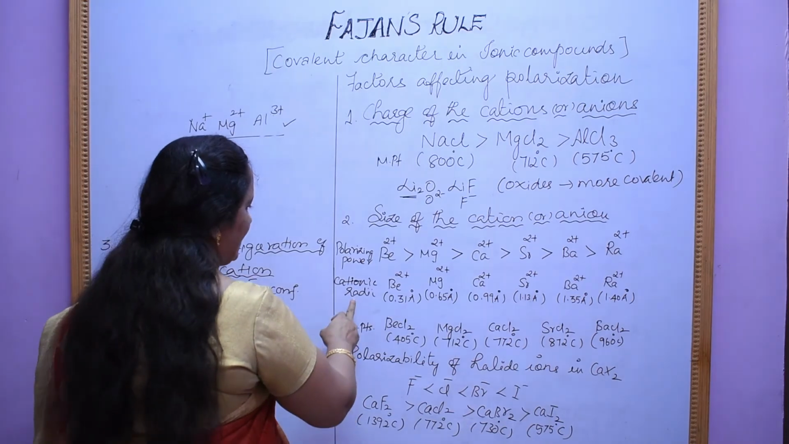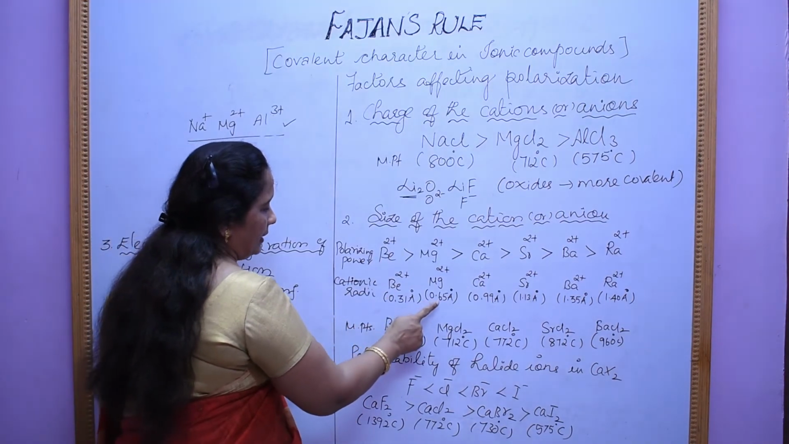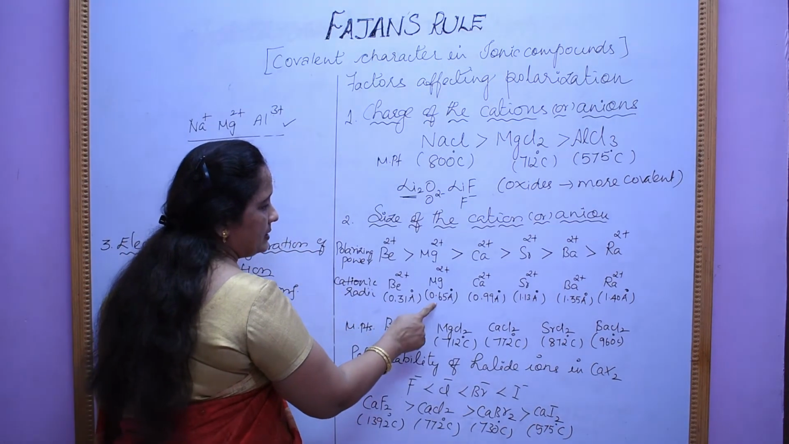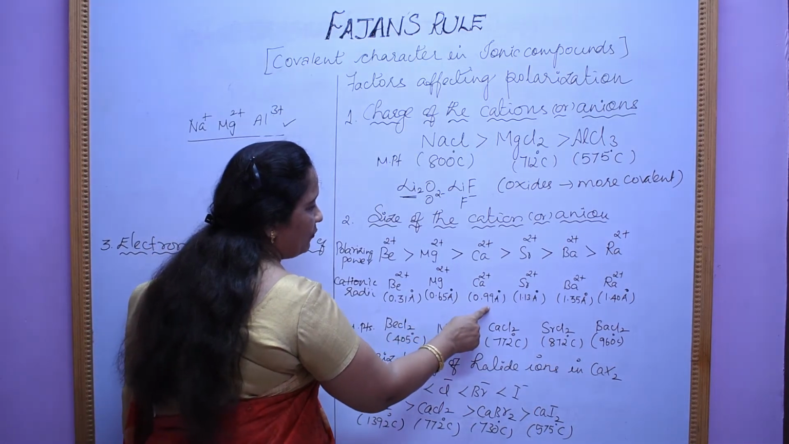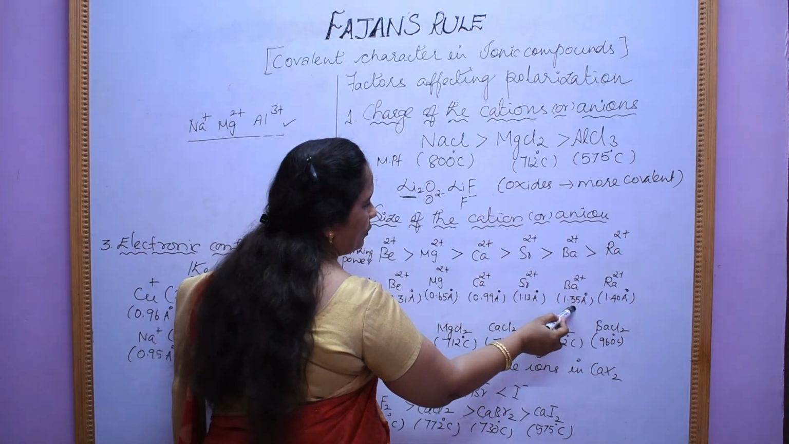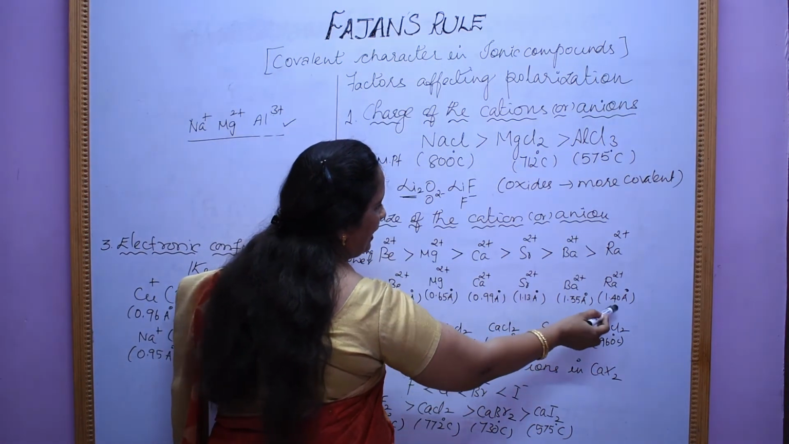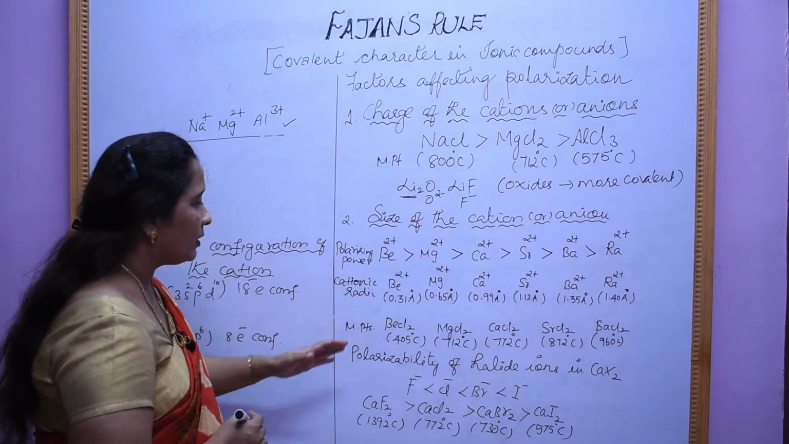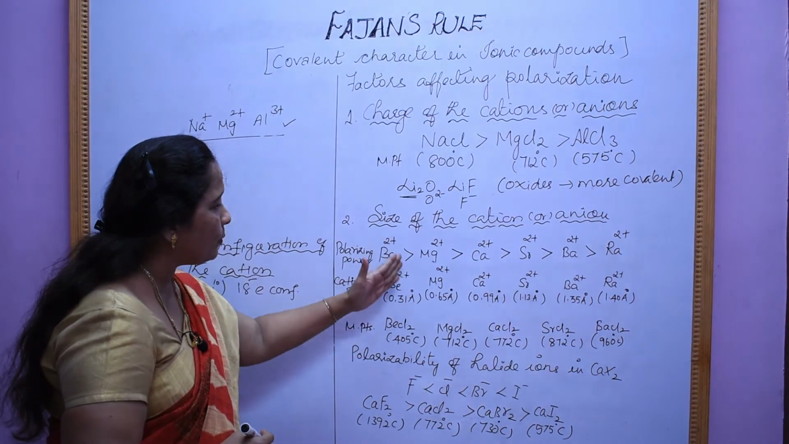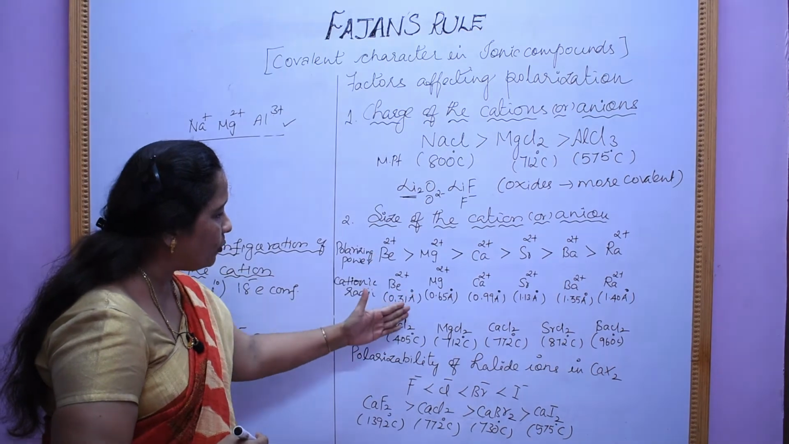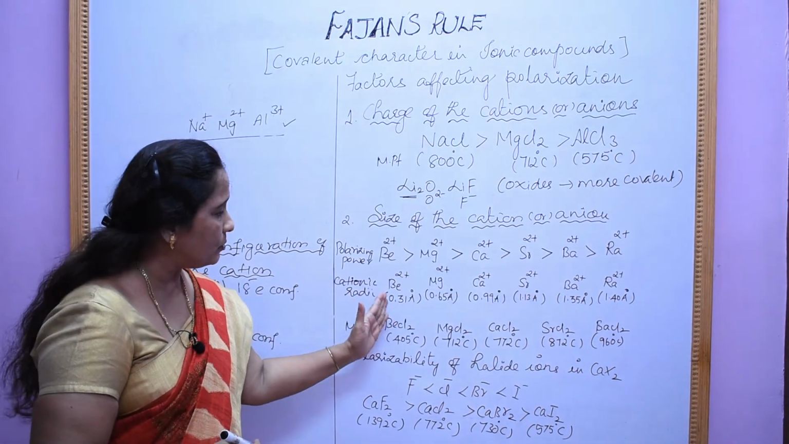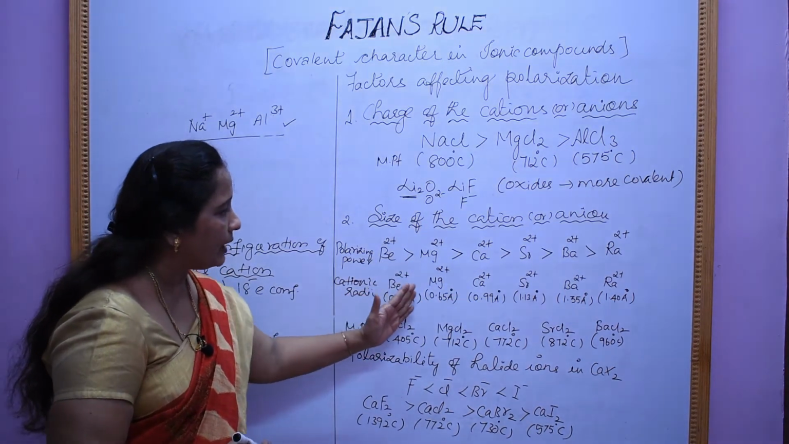When you see the cationic radii of these metal ions, for Be2 plus it is 0.31, and it is increasing, right? For Mg it is 0.65, for Ca2 plus it is 0.99, for strontium it is 1.13 angstrom, for barium it is 1.35, and for radium it is 1.40. So because the cationic size is less, Be2 plus has more polarizing power. Since it has more polarizing power, BeCl2 is more covalent when compared to the remaining ones, right?